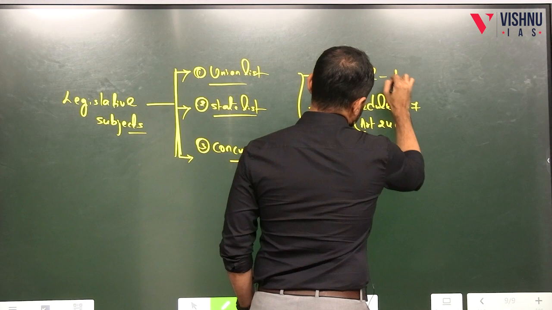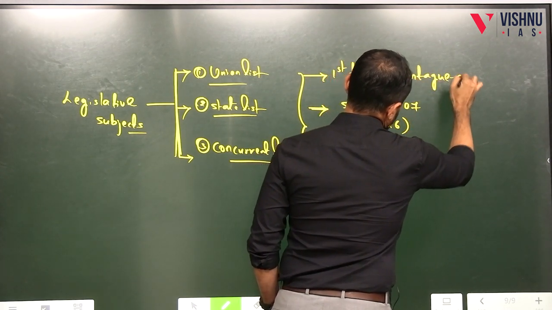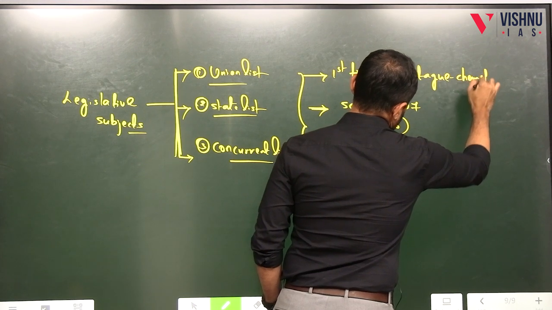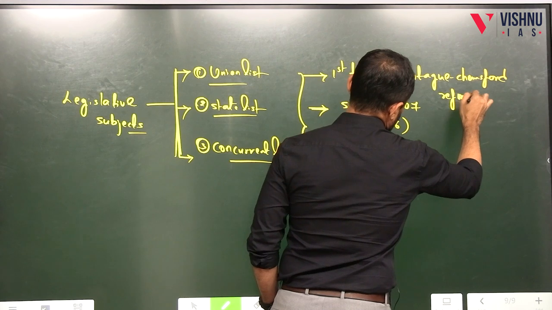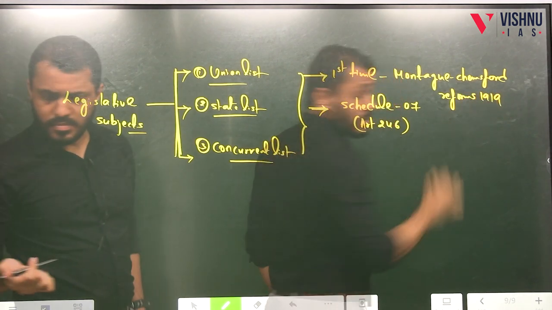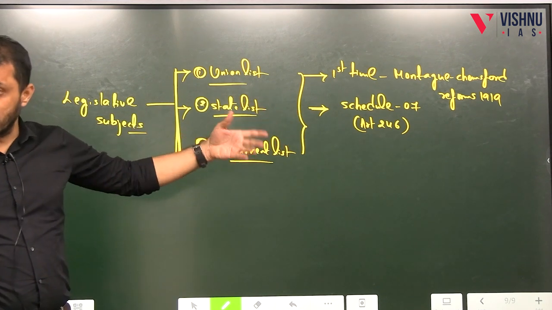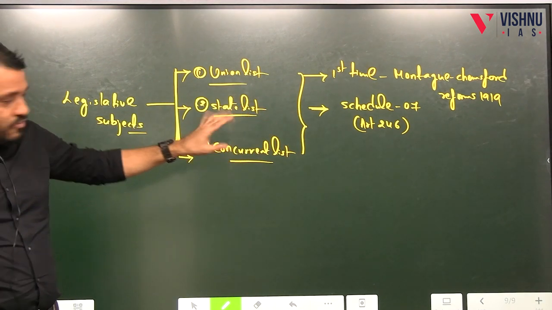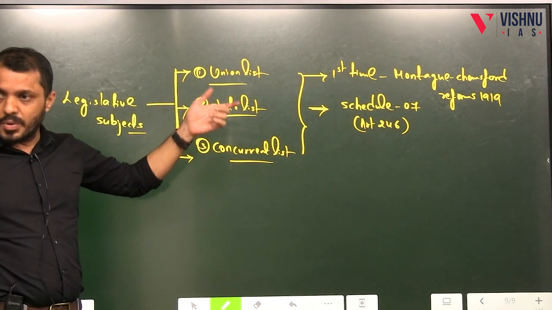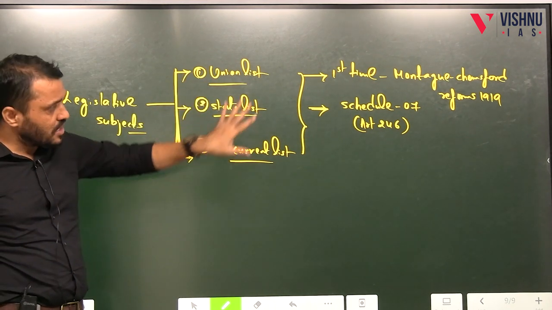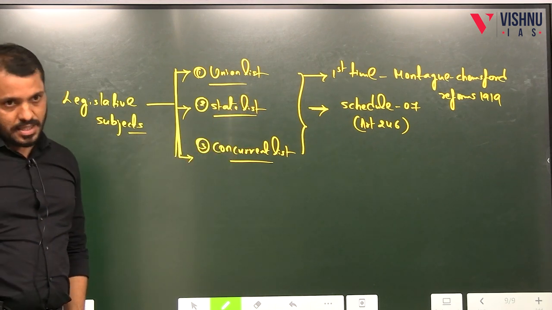the first time, this division was in the Montague Chelmsford reforms. I mean, central level only. You are talking about diarchy; we are not talking about diarchy, we are talking about the list. At that time, they started with the union list and state list, whereas in the Government of India Act 1935, they added the concurrent list also. First time, Montague Chelmsford reforms, 1919.